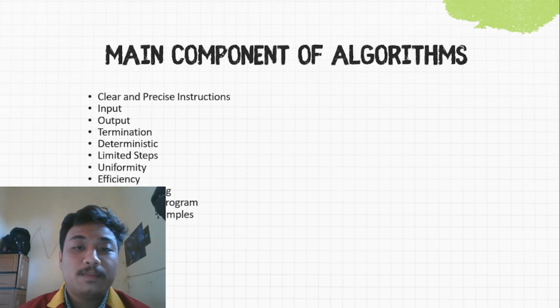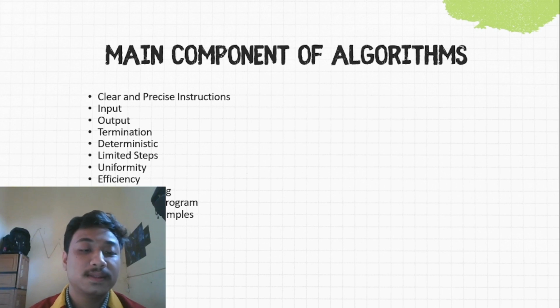Next is the main components of algorithms. The first one is clear and precise instructions. Two, input. Three, output. Four, termination. Five, deterministic. Six, limited steps. Seven, uniformity. Eight, efficiency. Nine, troubleshooting. Ten, algorithm versus program. Eleven, application example. That is the main components of algorithms.